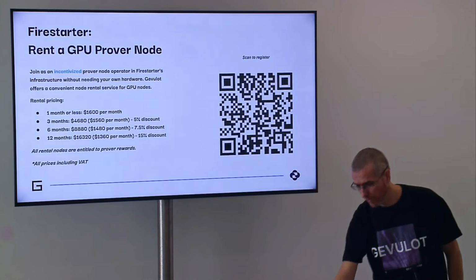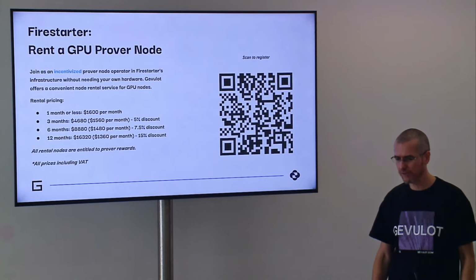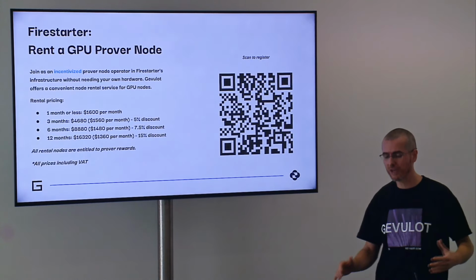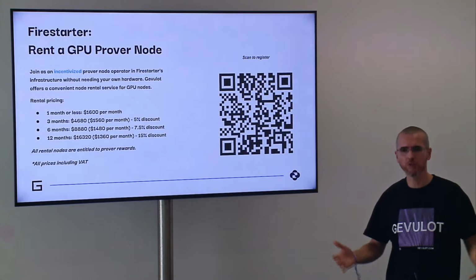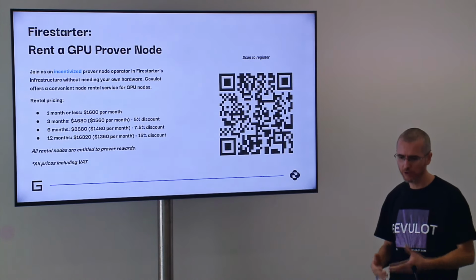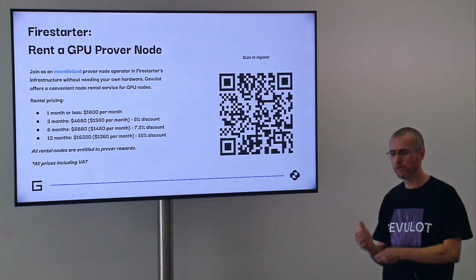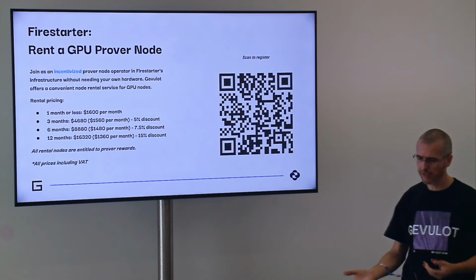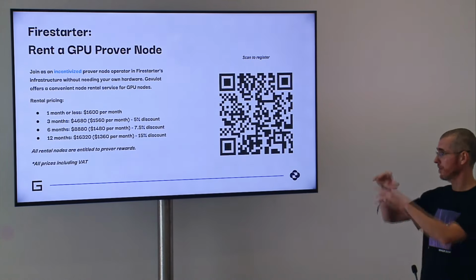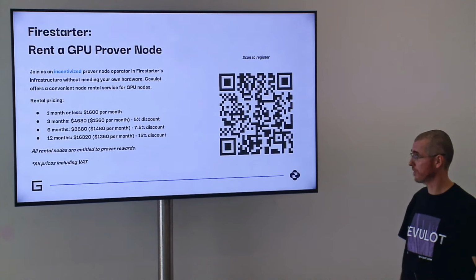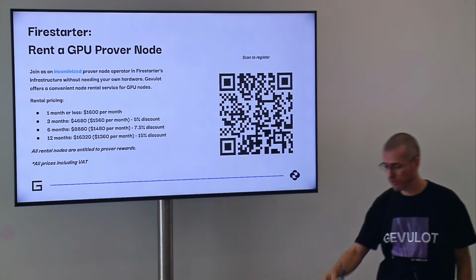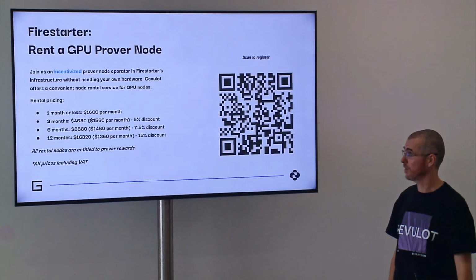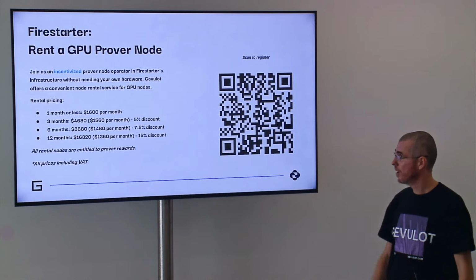We also have some size of our own cluster, you can rent a prover node from us as well. It's not going to be a dominant-sized cluster of the network, obviously, because we want to build a decentralized network. But if you want to run a prover node, get the incentives that come with it, and rent a server for that, you can even rent from us. You can scan the QR and there is a form where you can see a bit more details. All nodes, whether you run your own hardware or rent from us, are going to be receiving the same prover rewards.